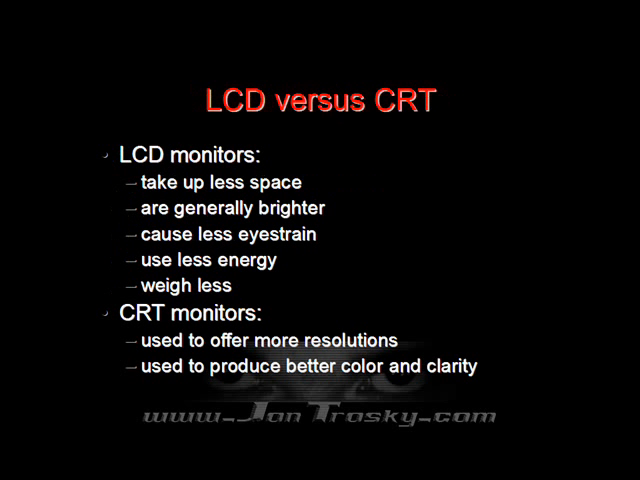change. When you're comparing an LCD versus a cathode ray tube, the main things that you notice are LCDs take up far less space, they're generally going to produce a brighter image, they cause less eye strain, use less energy, and weigh less. Back when this was actually a serious decision when picking out monitors, cathode ray tubes used to offer a lot more high resolutions than LCDs. That's no longer true. They also used to be able to produce better quality and color. That also is no longer true.